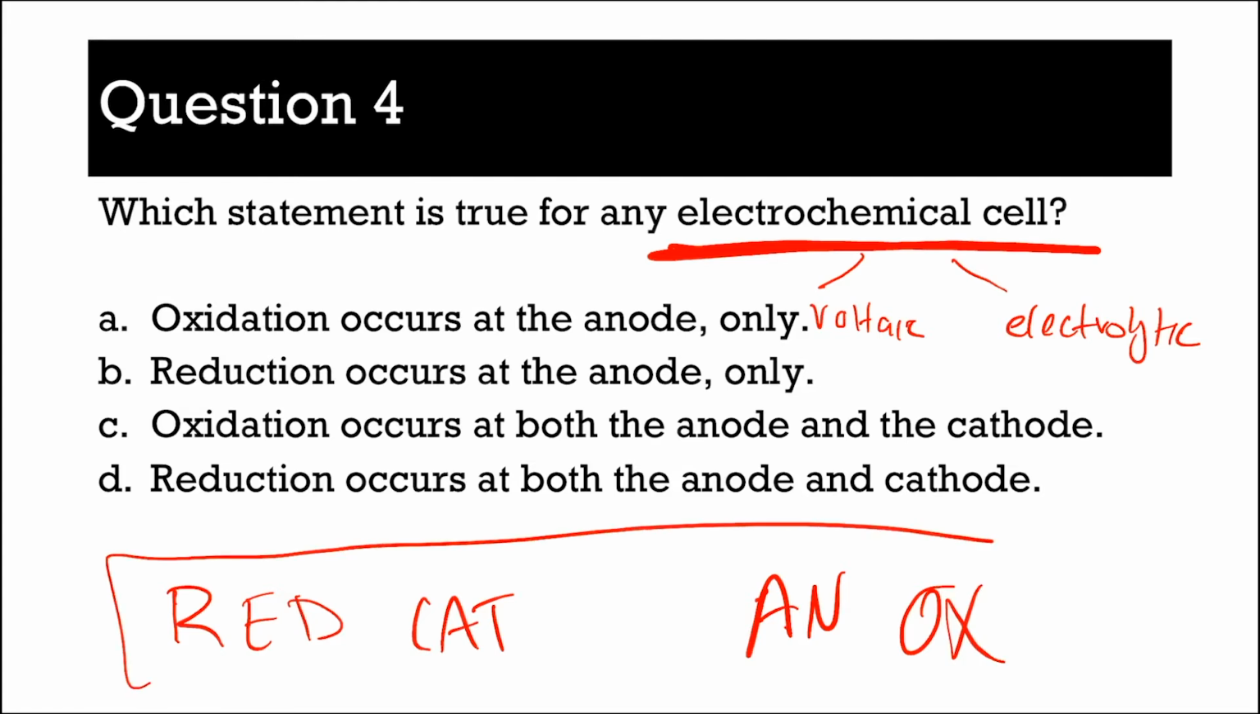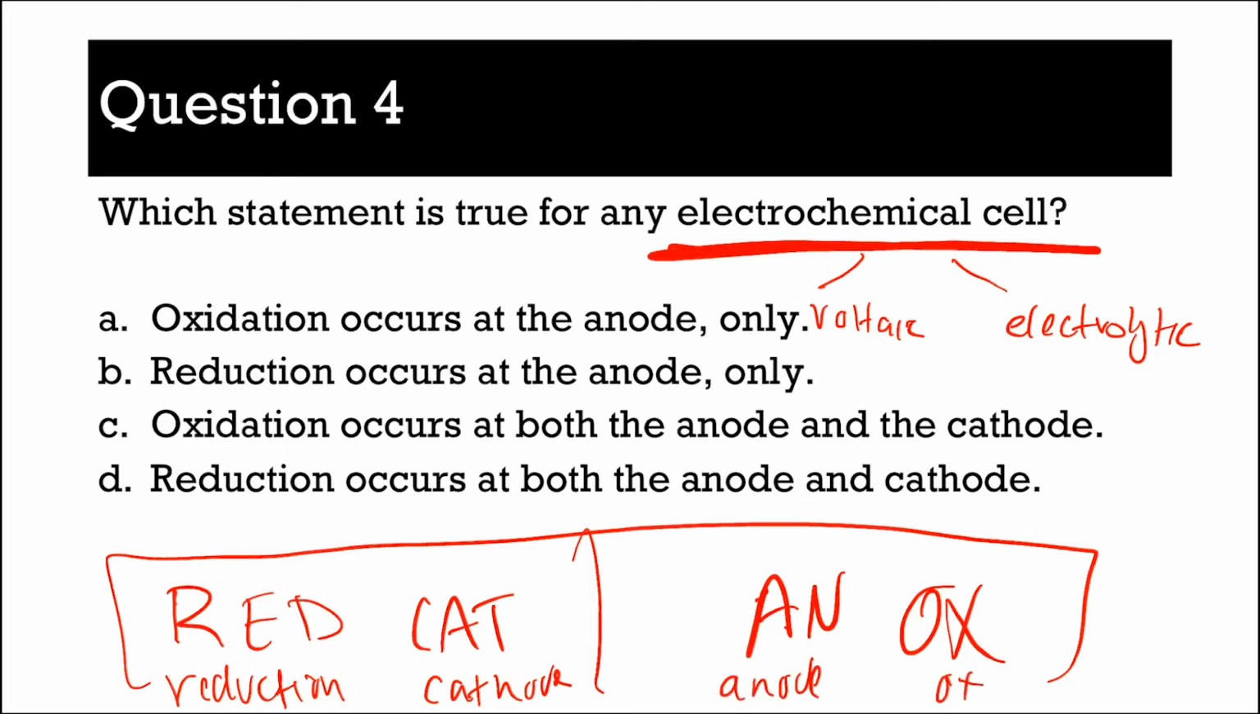So always reduction happens at the cathode. And always the anode is where oxidation takes place. Doesn't matter electrolytic or voltaic, they both work the same way. So that means A is the only thing that makes sense. Oxidation at the anode. You can't have oxidation or reduction occur at 2 different things. That doesn't make sense.